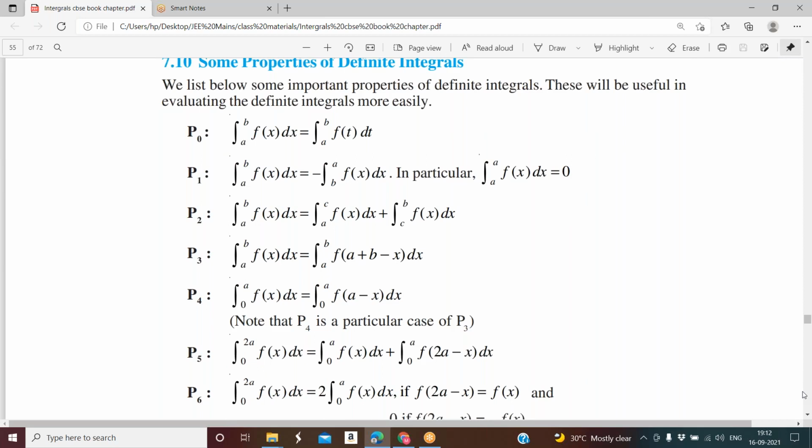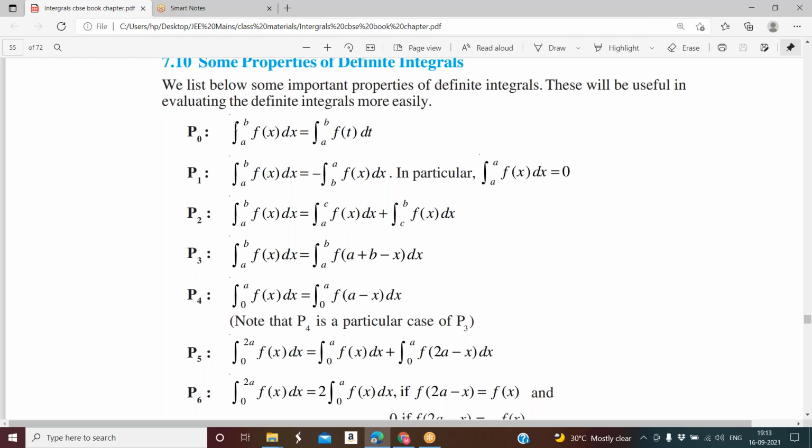Some important properties of definite integrals are listed here. While doing problems, we will use these properties. Okay, so what are the properties?